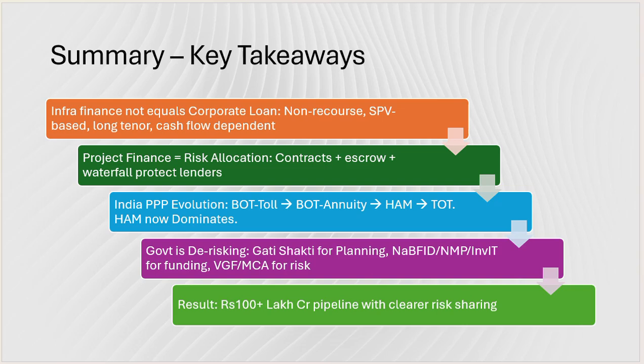So they think about the different kinds of models, and the hybrid annuity model is dominant. Then the government is de-risking through GatiShakti planning, NaBFID, NMP, and InvITs for funding, and VGF and MCA for the risks, resulting in a 100 plus lakh crore pipeline with clear risk sharing. So that kind of investment will be done in this sector.